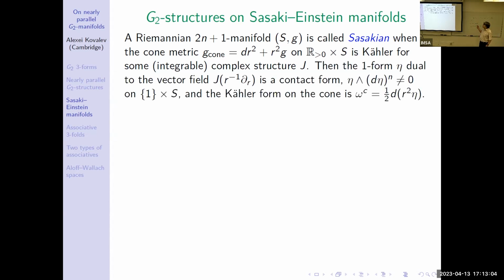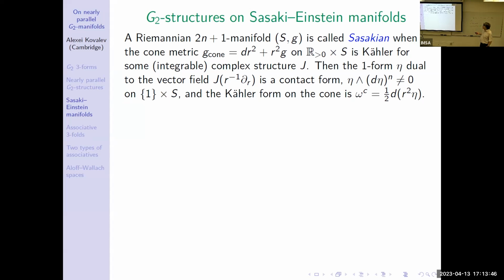So then, okay, suppose we got this Sasaki manifold. Take the one-form dual to the vector field along the cone direction. So we do this dr divided by r, and then apply the Lorentz complex structure. We get something tangent to S. That happens to be what is called a contact form, which means that if you multiply it by the maximal power of d eta, we will get a non-trivial volume form. And here, in many cases, when I talk about the cone, I will identify its cross section for radius 1 with the initial lower dimensional manifold.